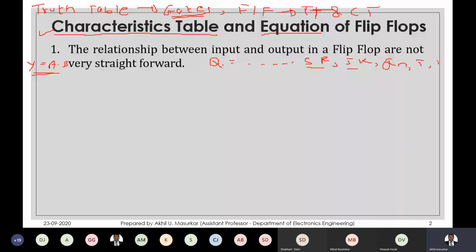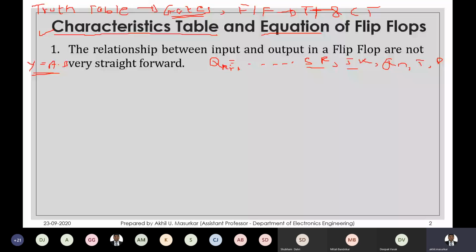You have seen that a flip-flop has Q and Q bar outputs, and many times that Q and Q bar is fed back as input, so the past output is also very important in determining the next state output. So here we have Qn and Qn plus 1. As I am showing you these points, please write them down.